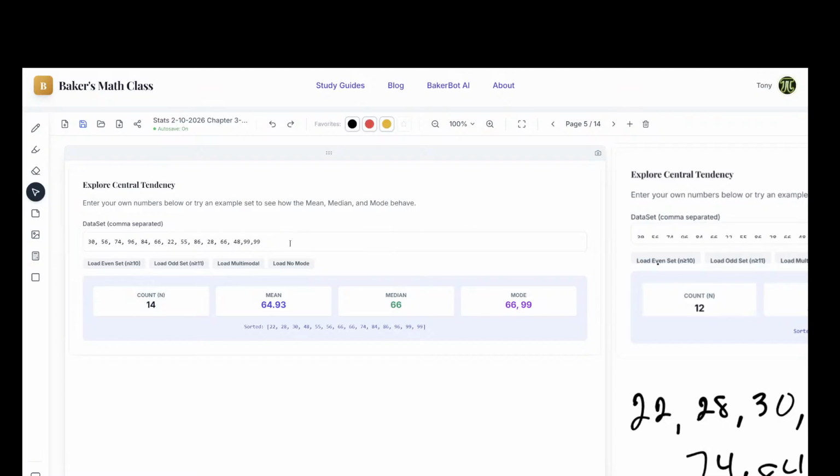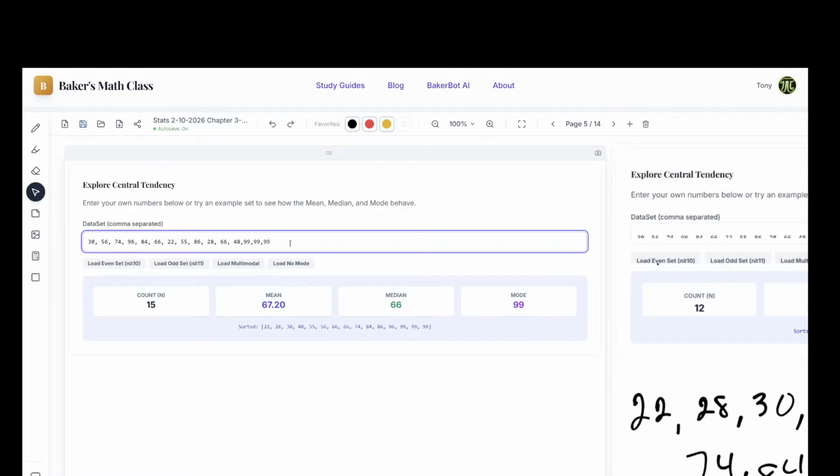And if I was to add another 99 in here, you'll notice the 66 goes away. And if I was to add another 28 in here, you'll notice I have 3 modes. Totally fine. And if I took away a 66, you'll notice I have no modes. So all those are valid answers. So the mode does not necessarily only have to have one.